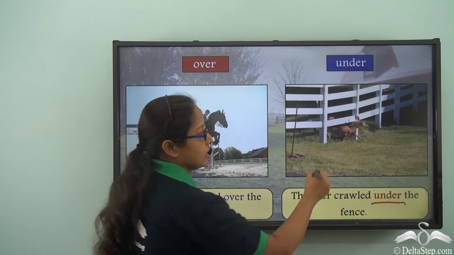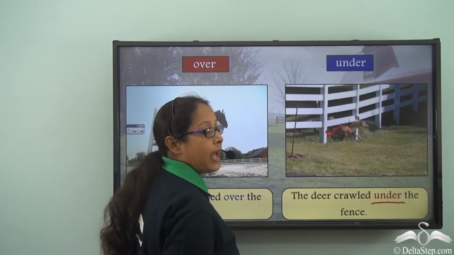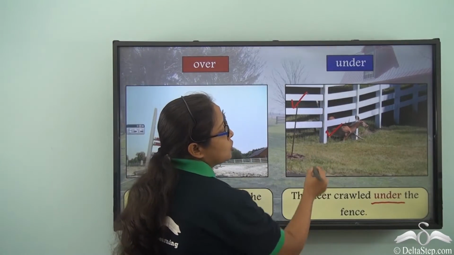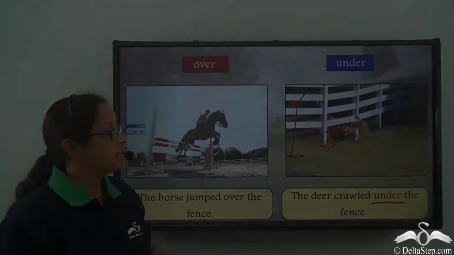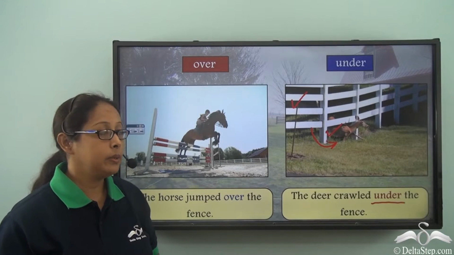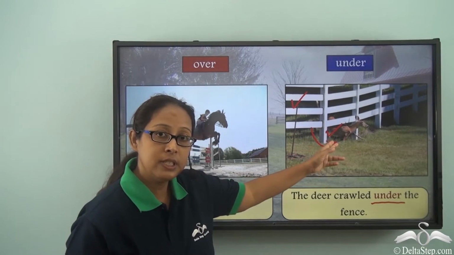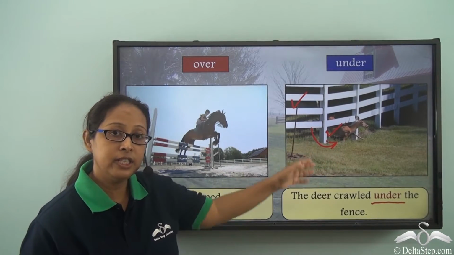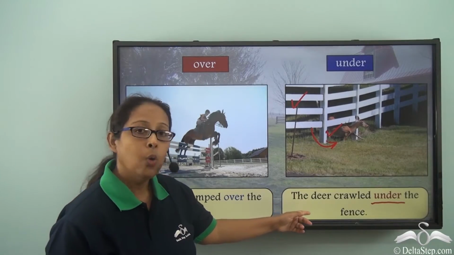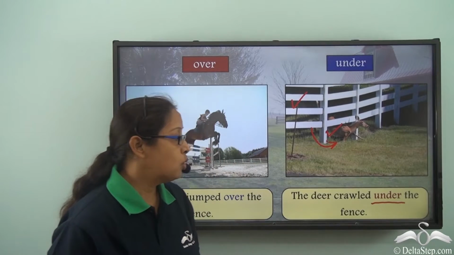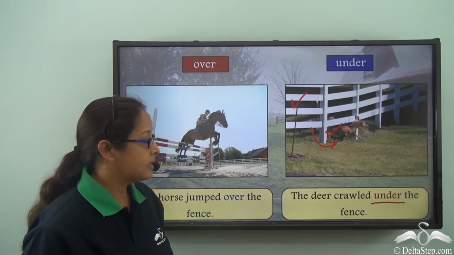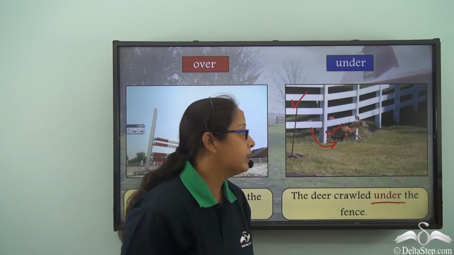The deer is here and the fence is here. So, it is directly below something. In a way, part of it is being covered by the fence when it is moving. So, we cannot use over. We will use under to complete the sentence. The deer crawled under the fence.